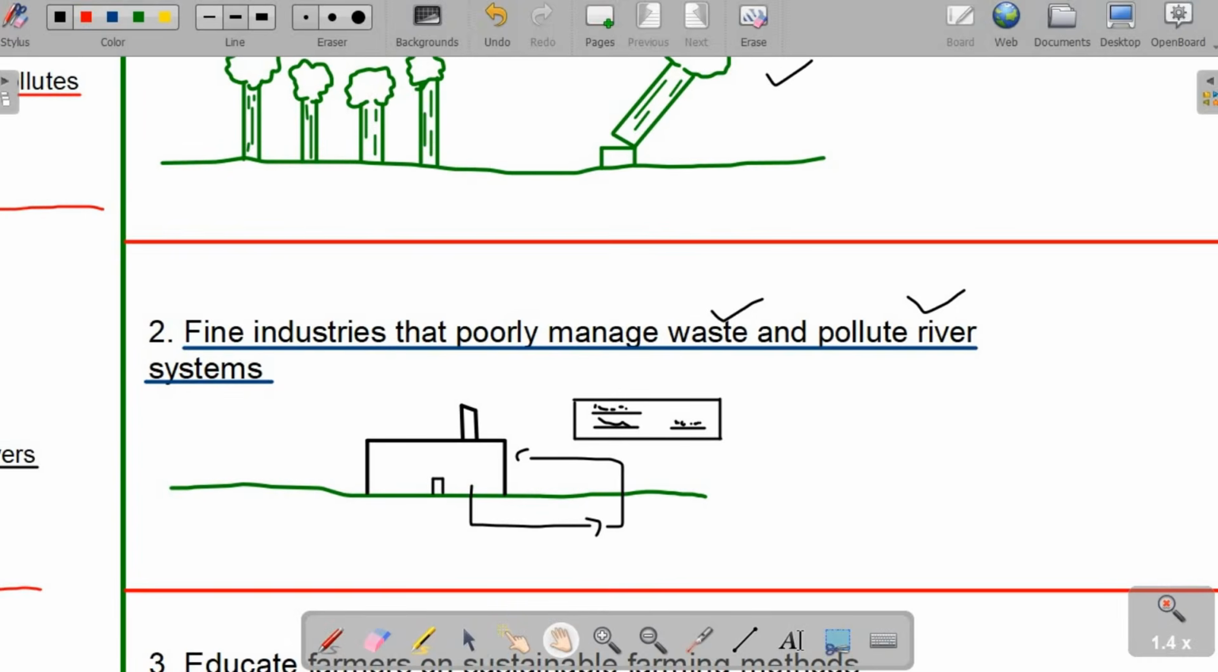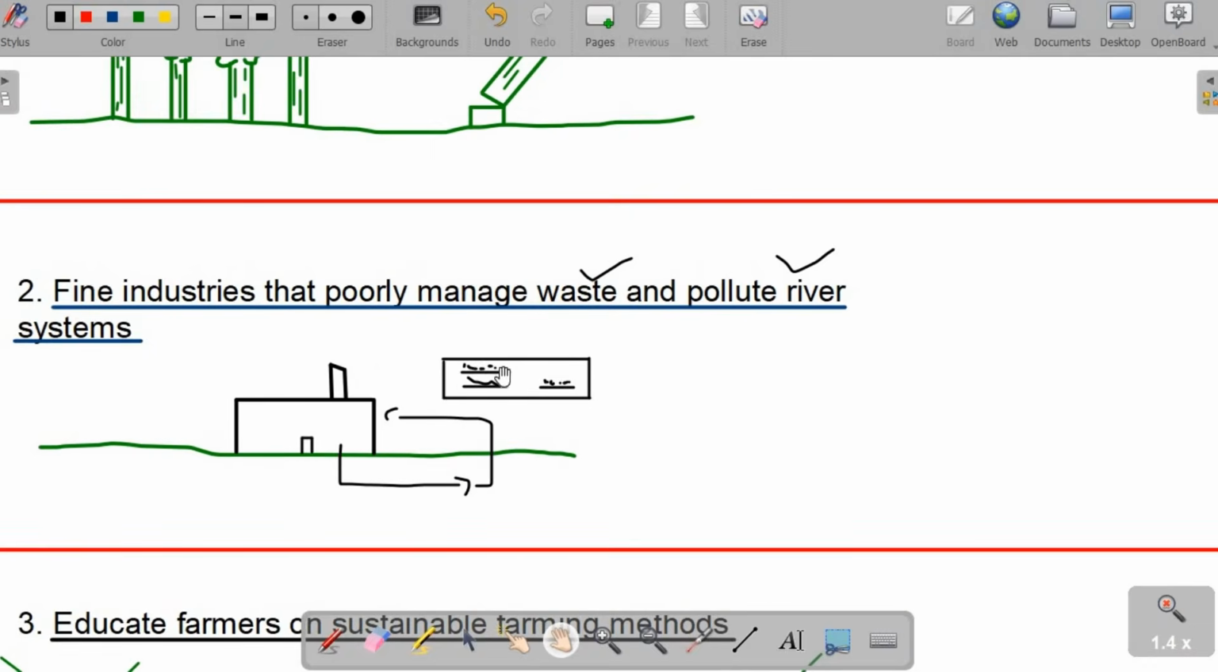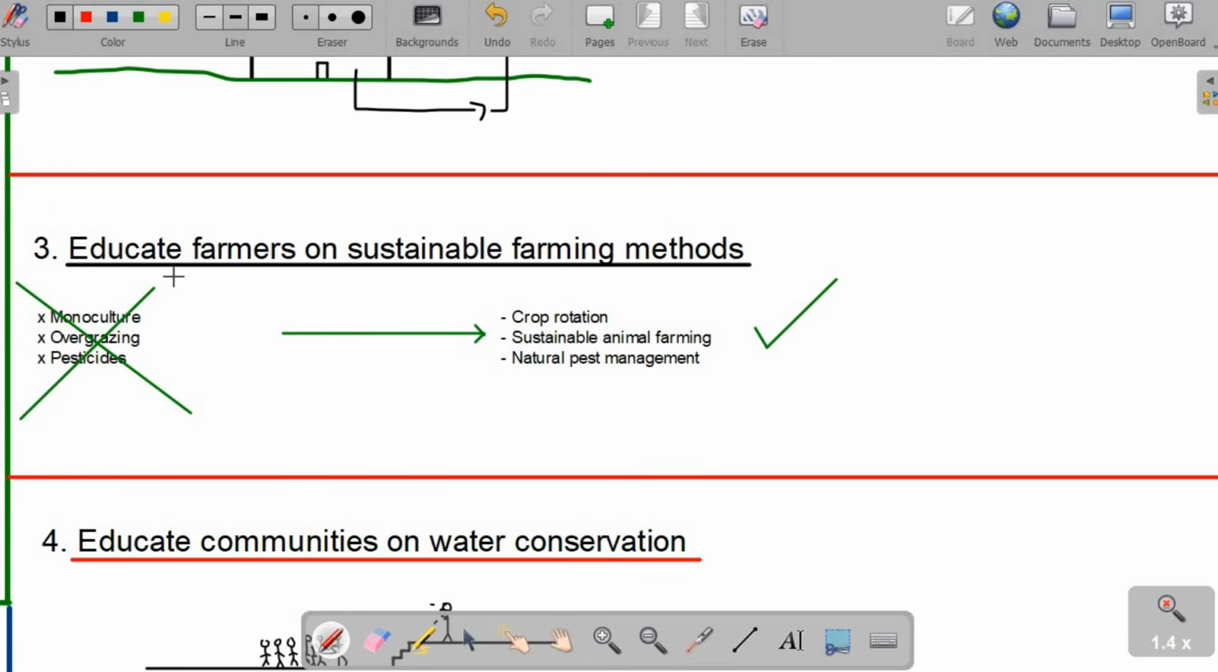So we have to find these companies that poorly manage waste, these companies that pollute river systems, and give them fines, a lot of fines that are quite substantial, so that they realize how important our river systems are. A third strategy is to educate farmers on sustainable farming methods.